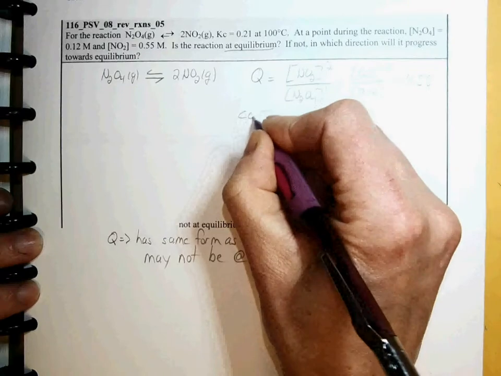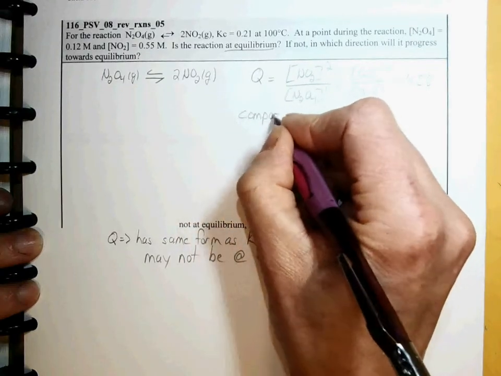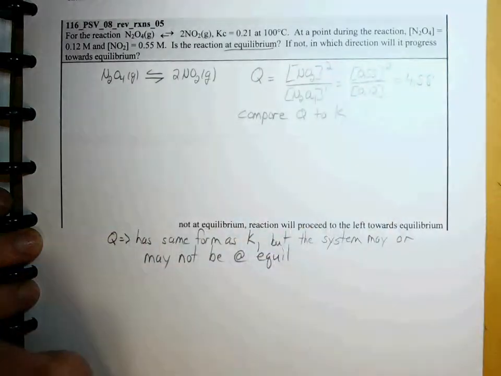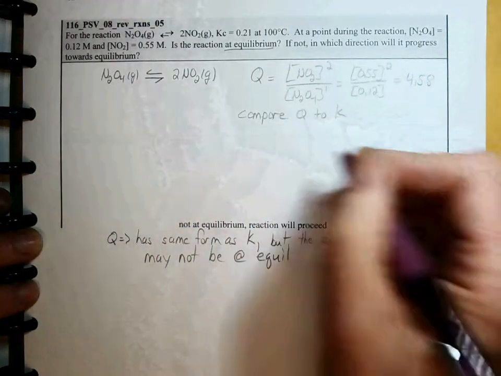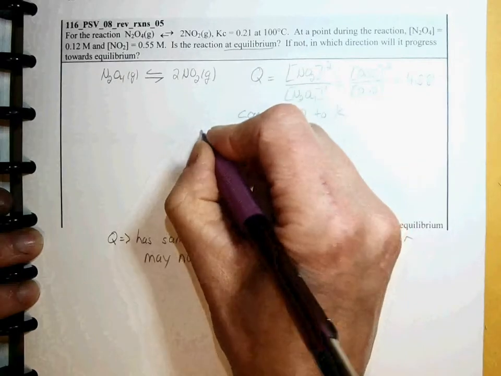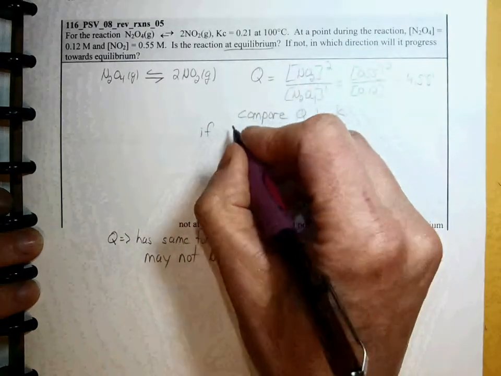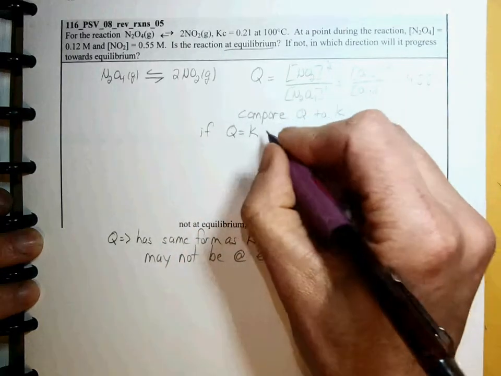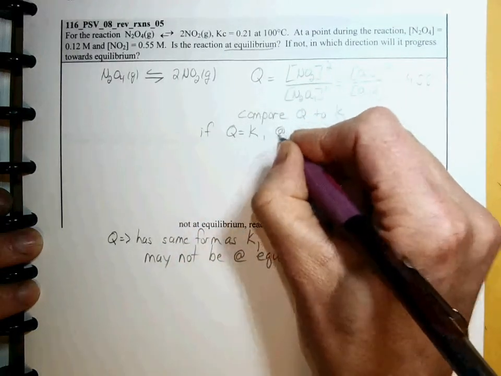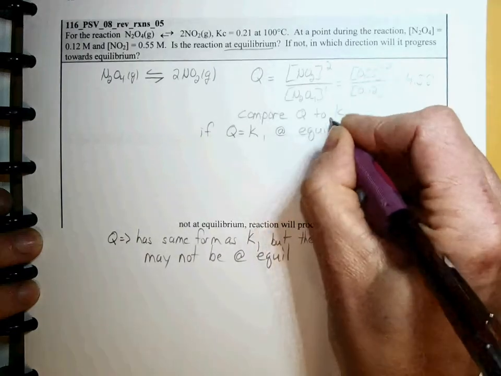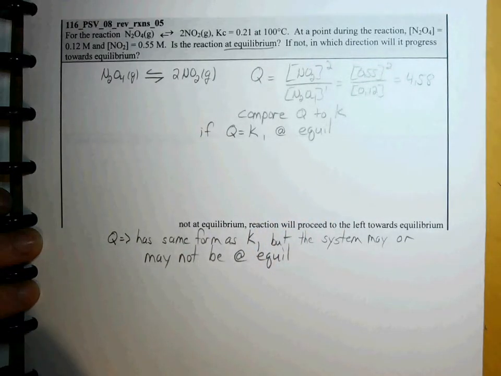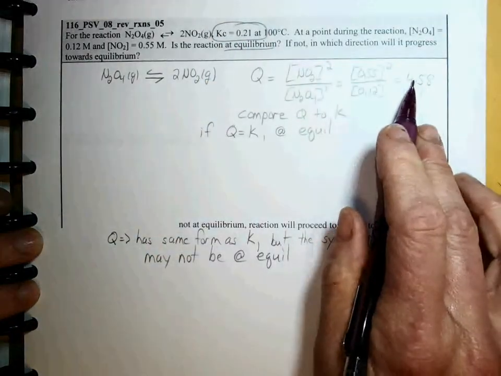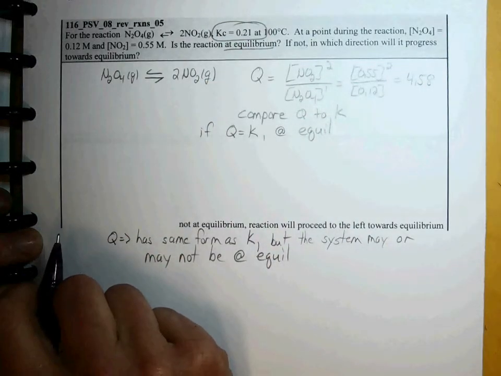Okay, so now we need to compare Q to K, and that'll tell us whether or not we're at equilibrium. If we're at equilibrium, that would be indicated by Q equaling K. Okay, which is not the situation that we have here. K is 0.21, Q is 4.58.